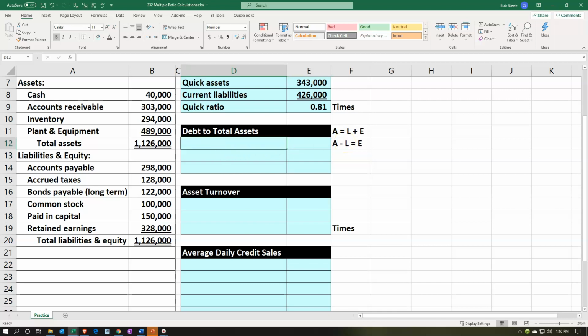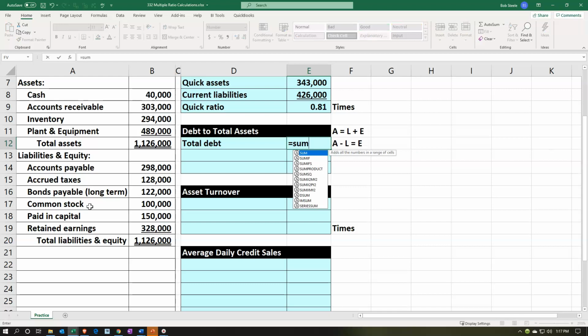Okay, so that comparison is going to be total debt. We're going to say total debt. And the debt is going to be including all the liabilities. So that's going to be the accounts payable, the accrued taxes, and the bonds payable. The bonds payable being long-term, that's why it wasn't included in the current assets, but it will be included in the total debt calculation, the total liability calculation. So I'm going to do this with the sum function again, equals the sum, S-U-M, shift 9, down, left, left, left, down, holding down shift, down, down, and enter.